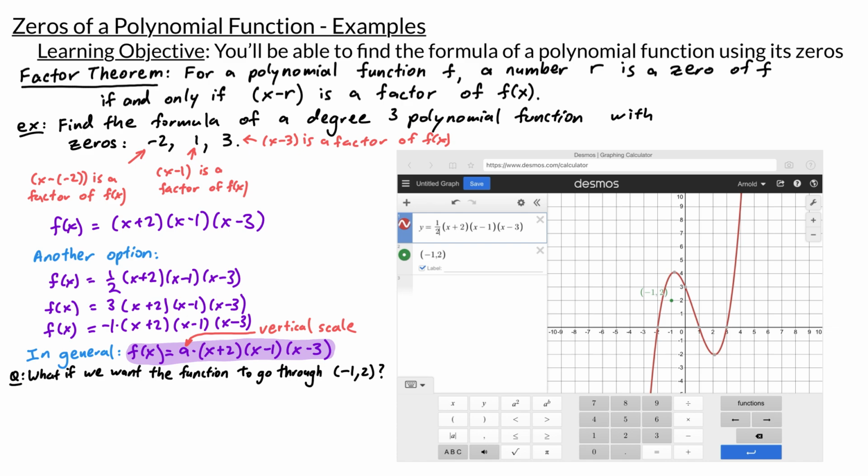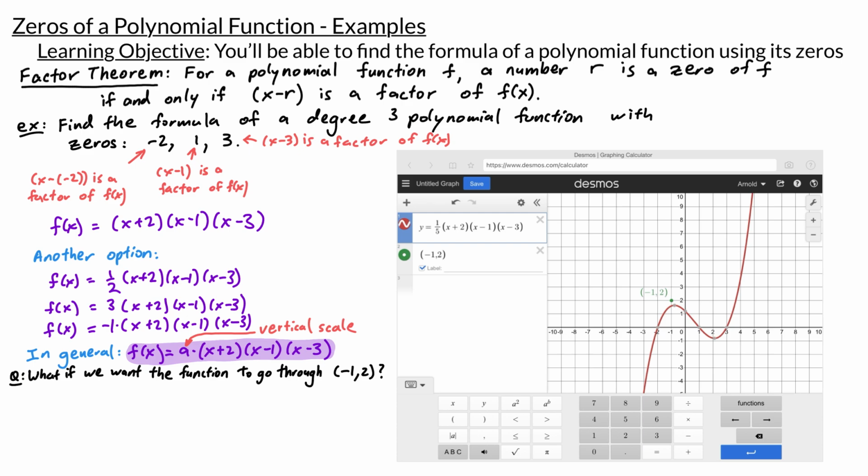So let's adjust it, maybe change our vertical scale to 1/3. My graph got closer to the point -1, 2, but still not quite there. What if we change the vertical scale to something like 1/5? Our graph gets close to the point -1, 2, but doesn't quite pass through that point.